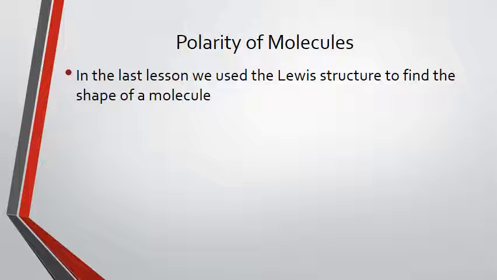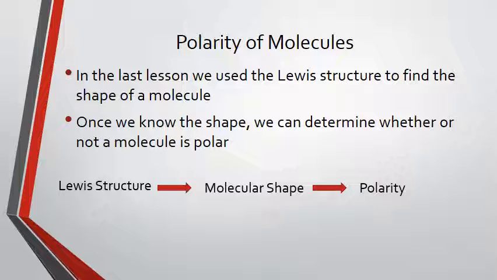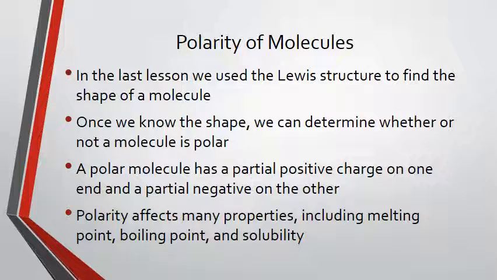So in the last video, we used Lewis structures to find the shape of a molecule. Once we know the shape, then we can determine whether or not a molecule is polar. So we go from Lewis structure to molecular shape to polarity. A polar molecule has a partial positive charge on one end and a partial negative charge on the other. Polarity affects many properties, including melting point, boiling point, solubility, intermolecular forces. It's very important to know if a molecule is polar or not.